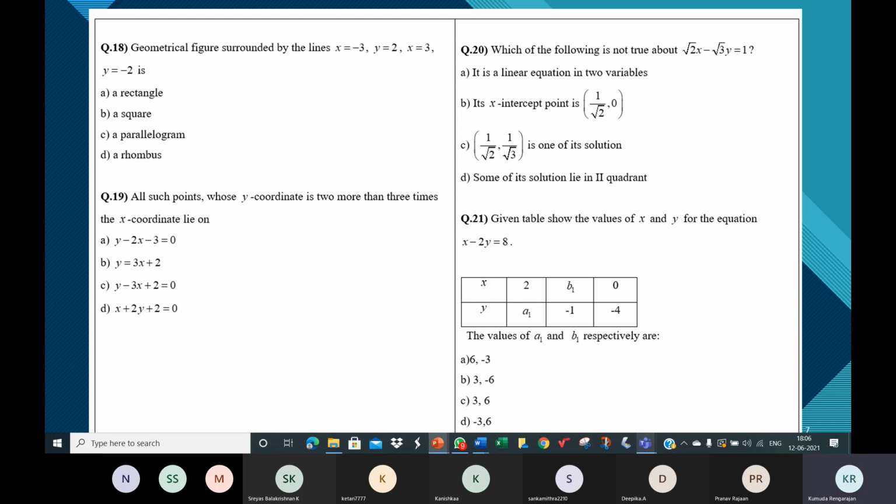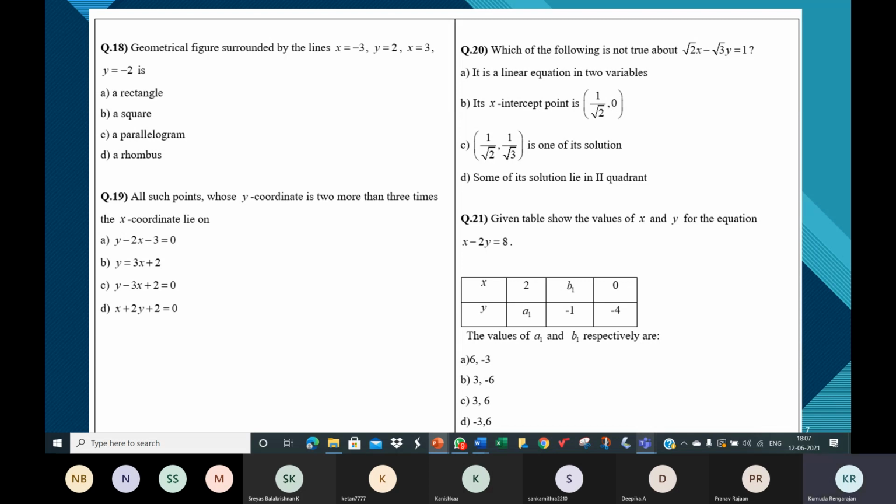What was I telling you? Yes, option B. So when you substitute x as 1 by root 2 and y as 0, the equation is satisfied because root 2 cancels. So you have 1 minus 0, which is 1. Yes, LHS is equal to RHS. It's satisfied. So the second one is true. First one is true. Second one is true. Third one, 1 by root 2 comma 1 by root 3 is one of its solutions.